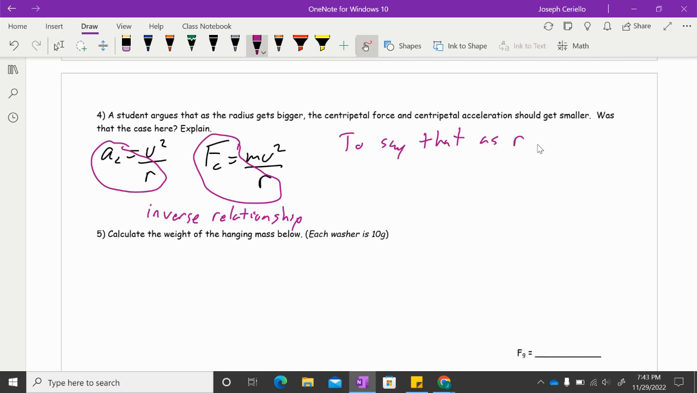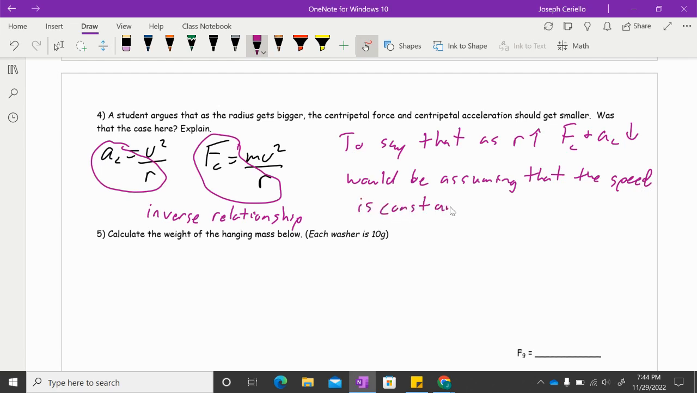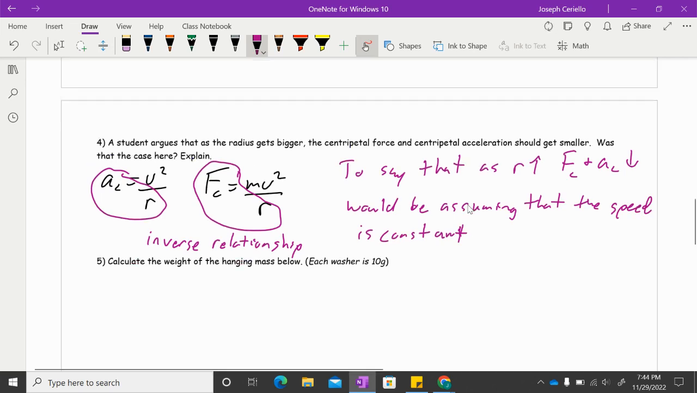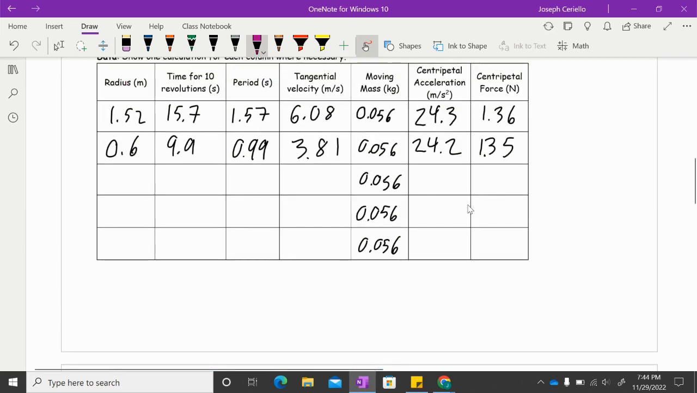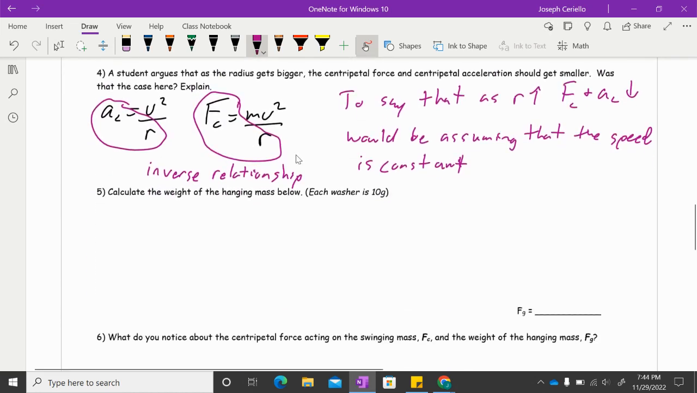So to say that as r goes up, F_c and a_c go down would be assuming that the speed is constant. Notice here that the speed is not constant. It was 6.08, 3.81.